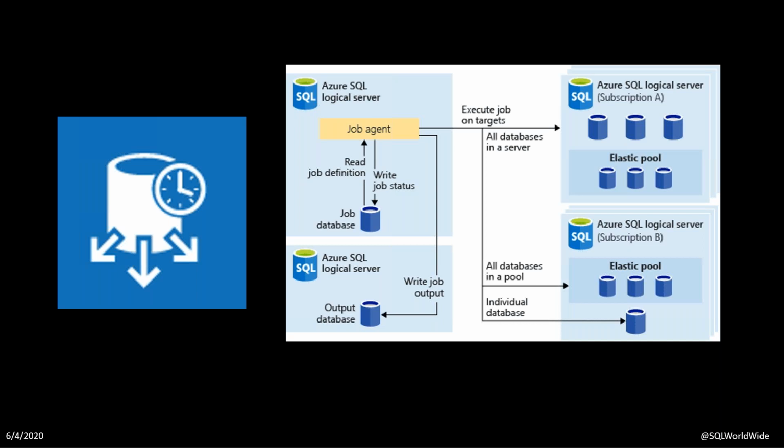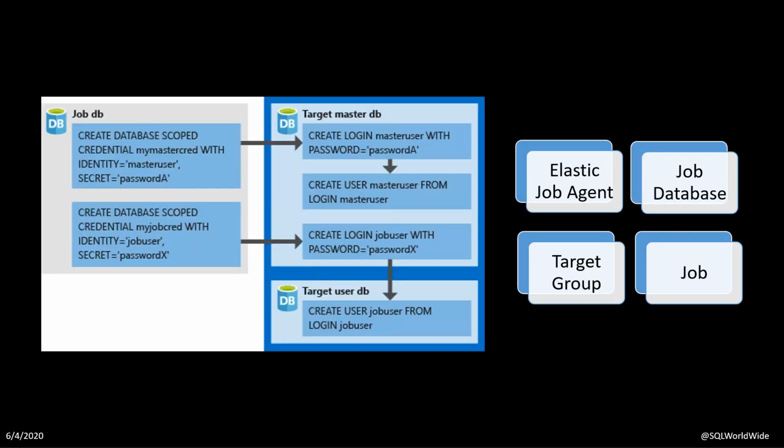Today, it only supports T-SQL. You can run multiple jobs in parallel. You can target those to run against many assets, and they will run in parallel. And when I say assets, it can be one or more individual databases, a bunch of servers, an elastic pool, or a shard map. We're not going to talk about shard map, but you can look it up. If you are using shard map, you can use this feature for your maintenance purposes against those.